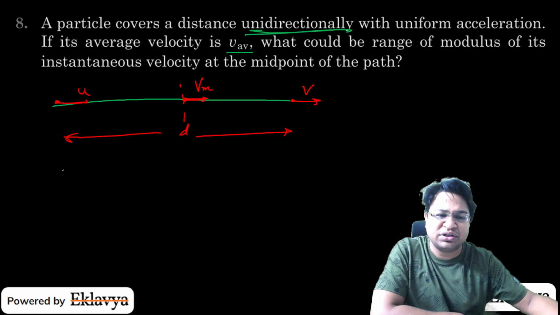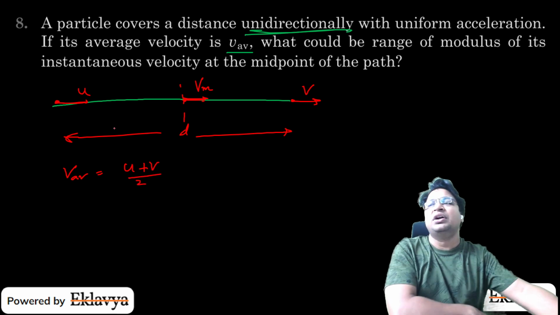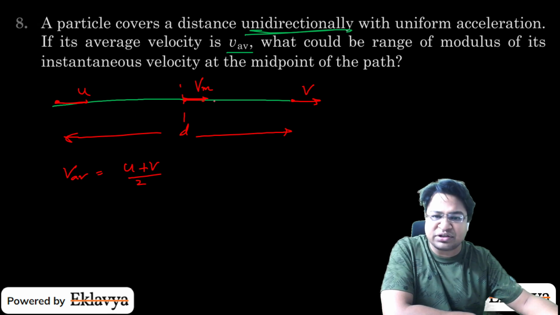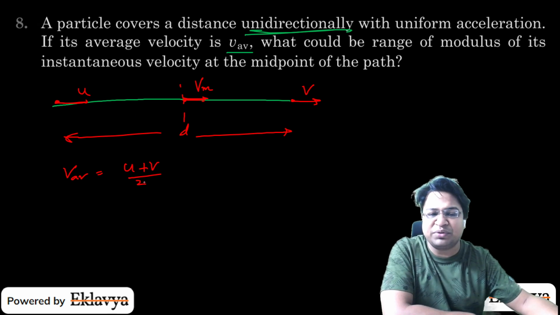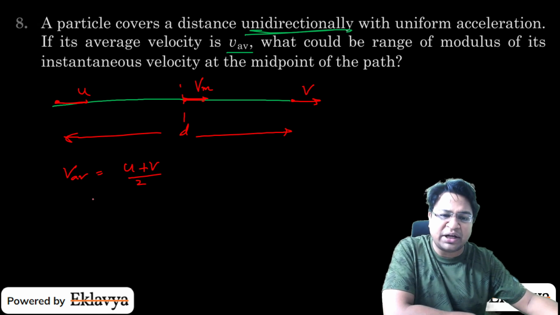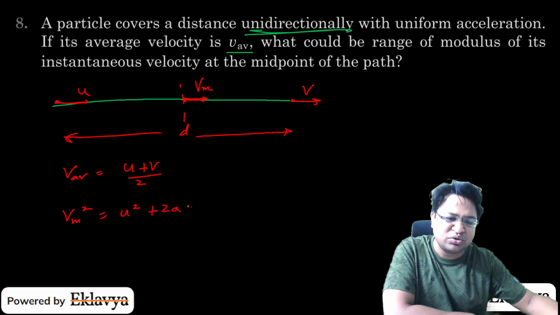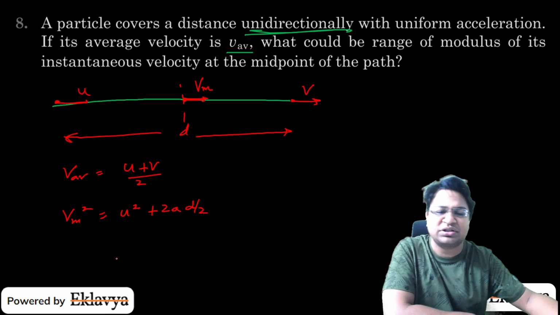Average velocity. So guys, we can write average velocity as u plus v by 2 because it is a motion with constant acceleration. So average velocity can be given by u plus v by 2. Okay, so this is the average velocity. Now, I will use this thing that here the speed was Vm. So I will write Vm square is equal to U square plus 2A into d by 2, where this distance is d by 2.